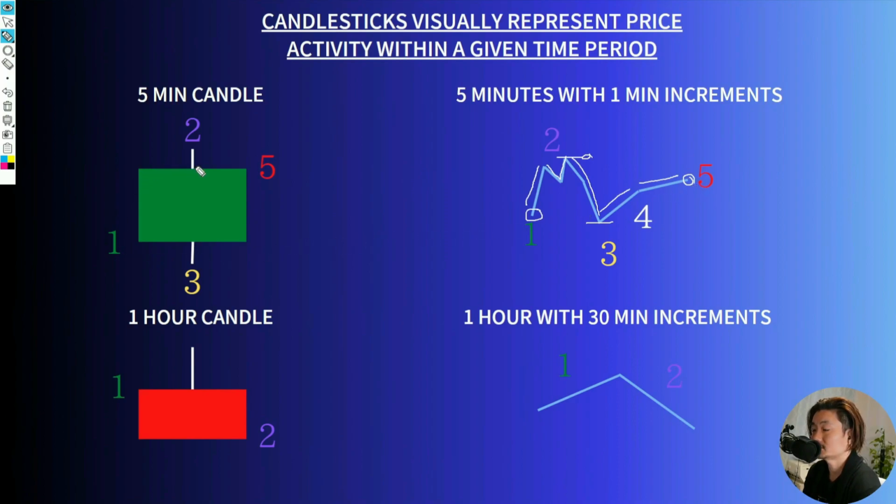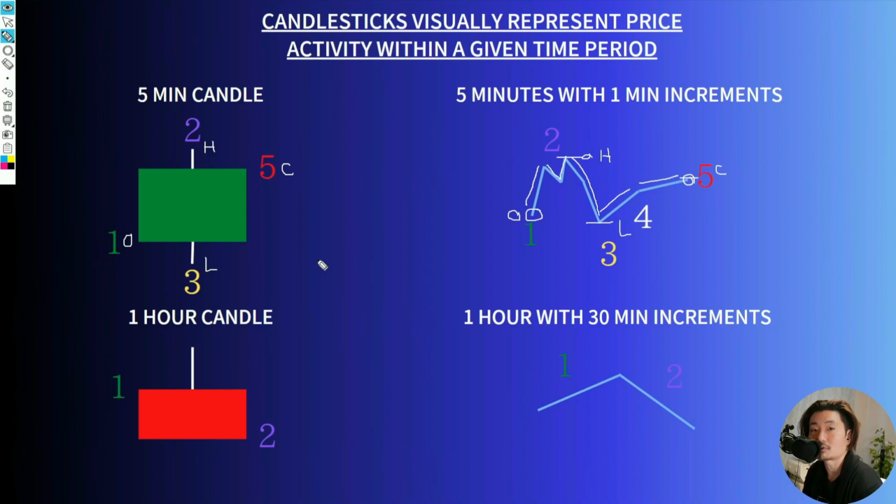What a candle can tell us simply by looking at it is the price level that price opened at in the beginning of those 5 minutes. It can also tell us the highest point that price reached within that 5 minutes, as well as the lowest point right here. And finally, it can tell us the price level that price closed at in the last minute of those 5 minutes, which is right here. So just by looking at a candle, it can tell us the open price, the close price, the highest point that price reached within 5 minutes, as well as the lowest point.